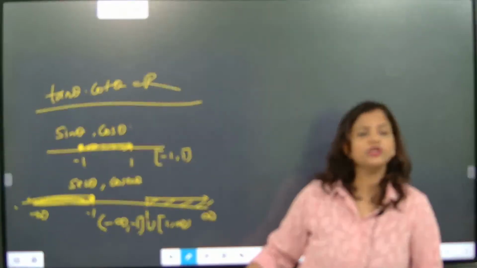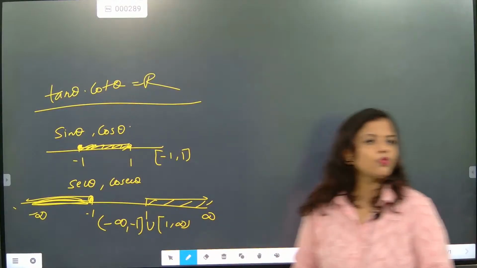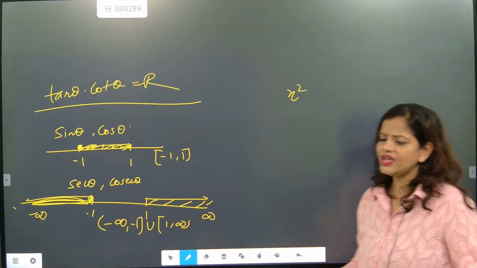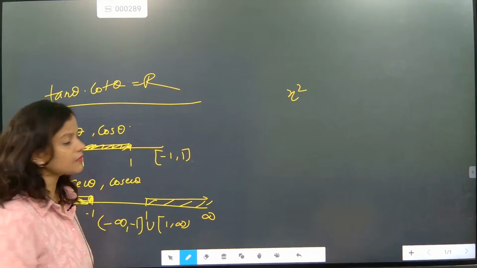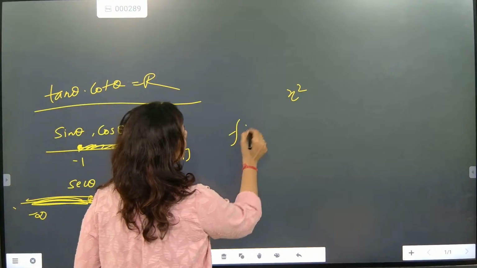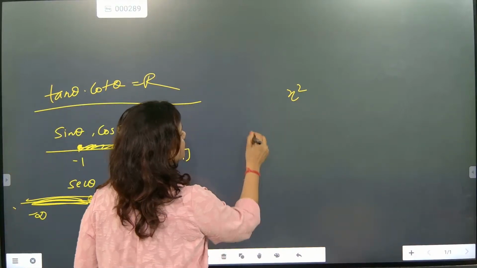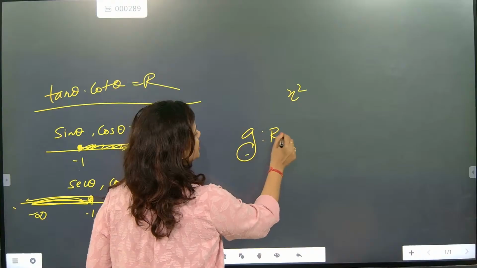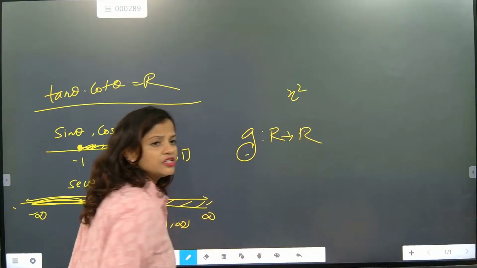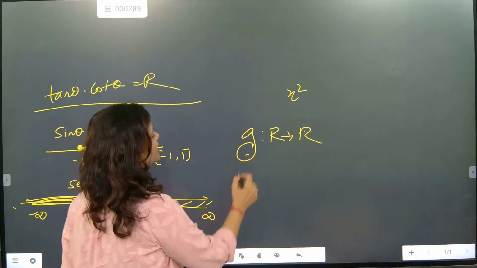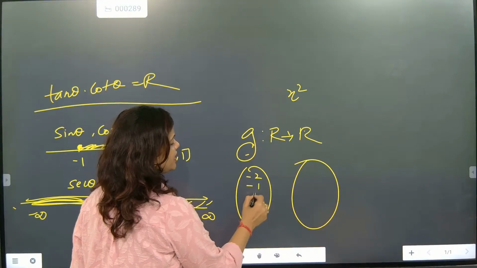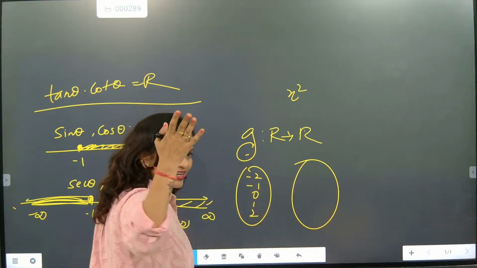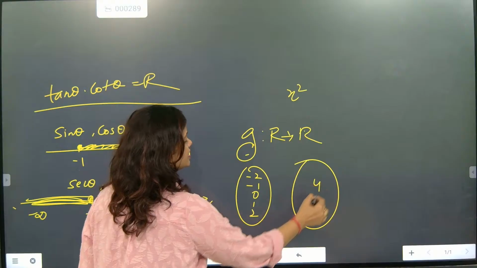Now listen carefully, children. But what about x square? When you are talking about g such that R tends to R, what is given? g such that R tends to R. So the domain is the set of real numbers: -2, -1, 0, 1, 2. What is the range you are getting? So it is coming 4.